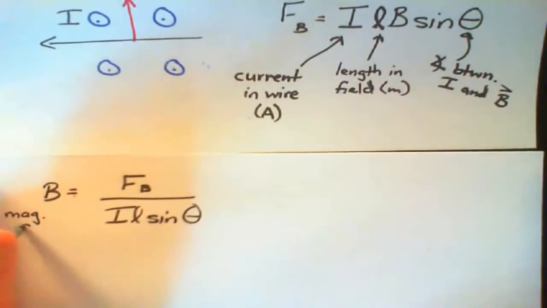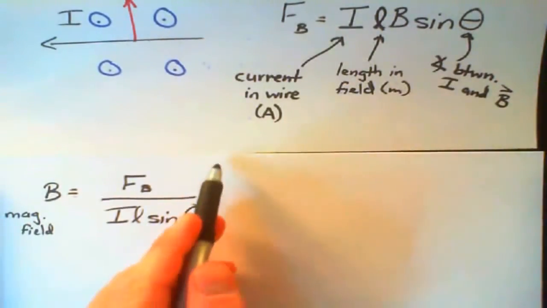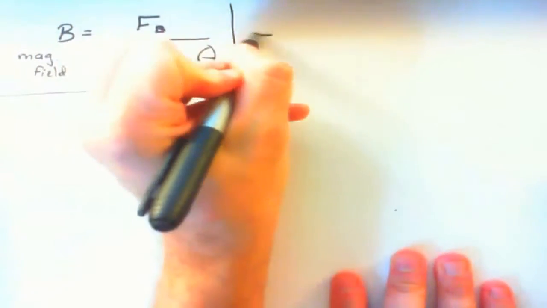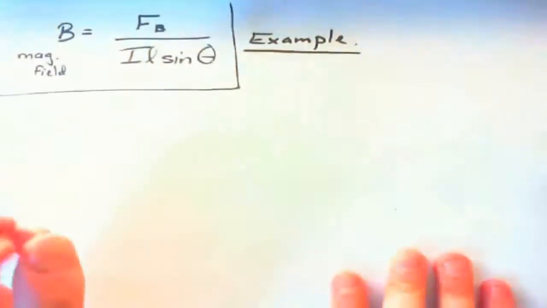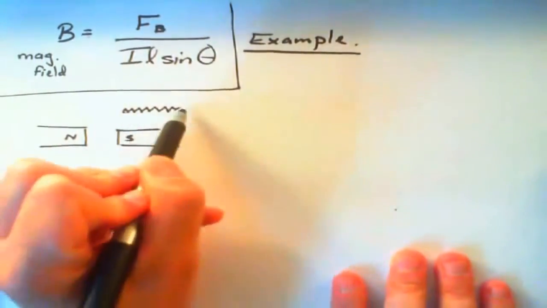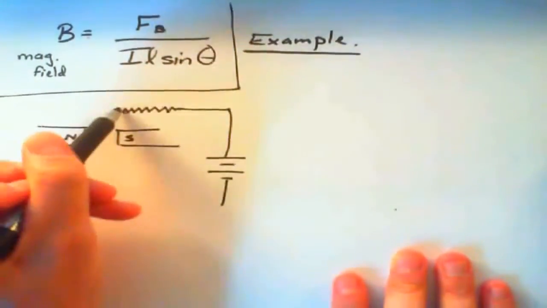Okay, so let's do an example similar to the one in your notes. So we've got a North Pole and a South Pole. We've got a wire running through it. We've got a resistor of 5.5 ohms in there, and we've got a battery providing 24 volts to this circuit.